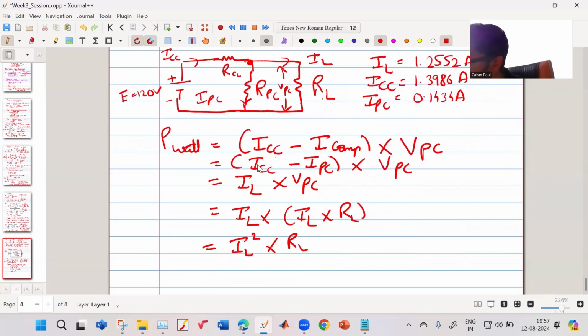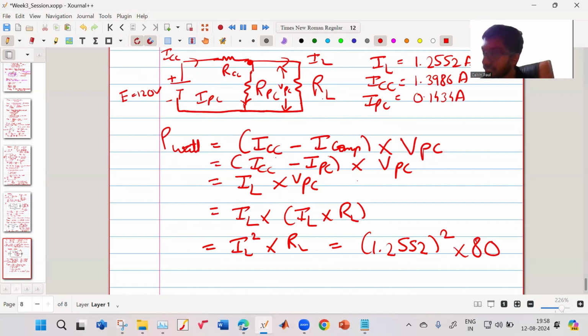So using this compensated wattmeter method, what we are able to effectively achieve is that we are able to measure the actual power which is being delivered to the load. So if you compute this IL square into RL, that is 1.2552 square into 80. How much is this? Let us calculate.